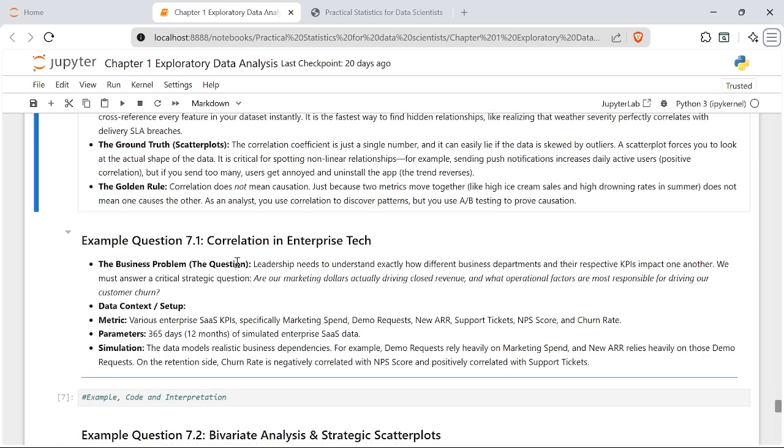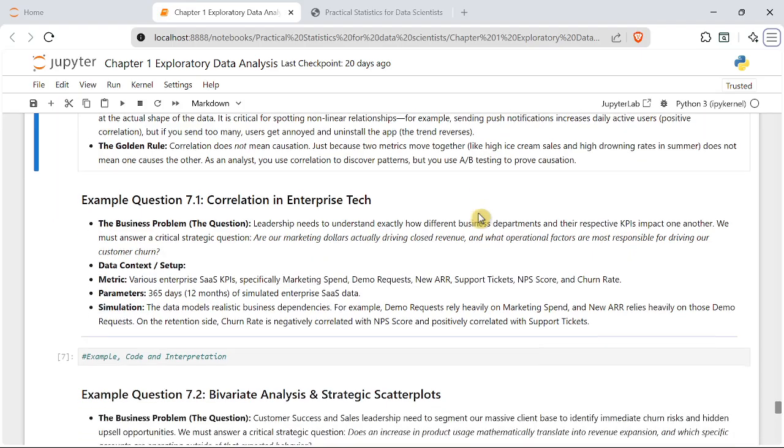The golden rule: correlation does not mean causation. Just because two metrics move together, like high ice cream sales and high drowning rates in summers, does not mean one causes the other. As an analyst, you use correlation to discover patterns, but you use A/B testing to prove causation.